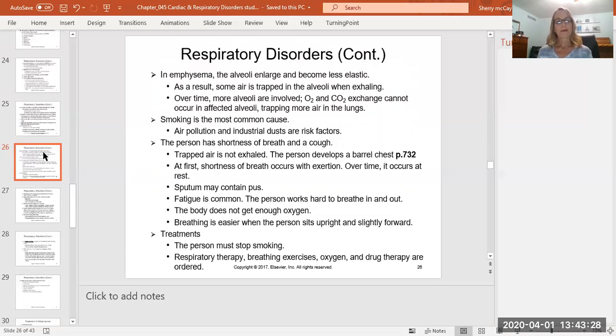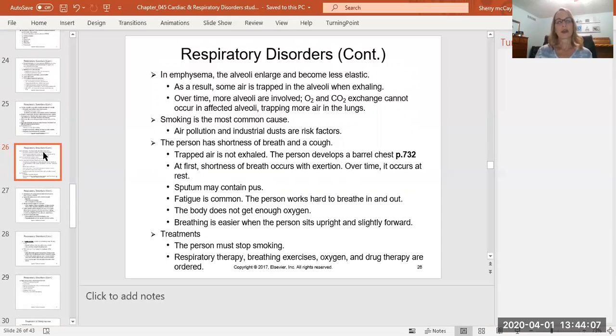Okay. At first, shortness of breath occurs when they're exerting. So if they're doing something strenuous, maybe not too strenuous, they start to have shortness of breath. Over time, they are just short of breath, even at rest. Sputum may contain pus. Fatigue is common. The person works hard to breathe in and out. The body does not get enough oxygen. Breathing is easier when the person sits upright and slightly forward. So in a forward position, okay? Treatments: the person must stop smoking, respiratory therapy, breathing exercises, oxygen, and drug therapy.